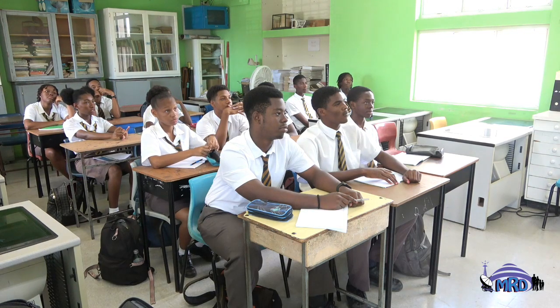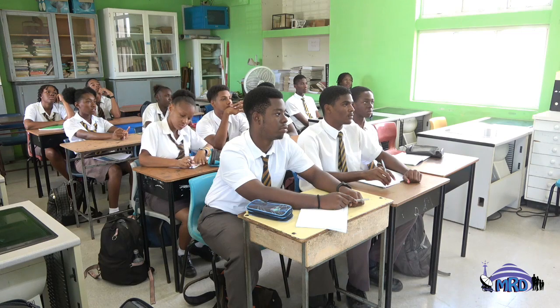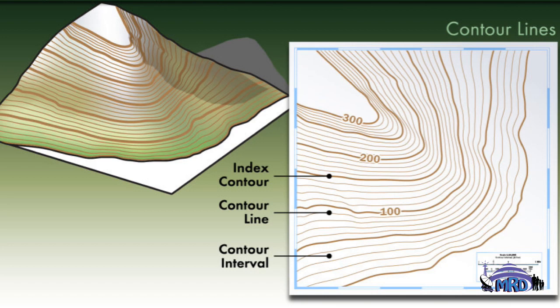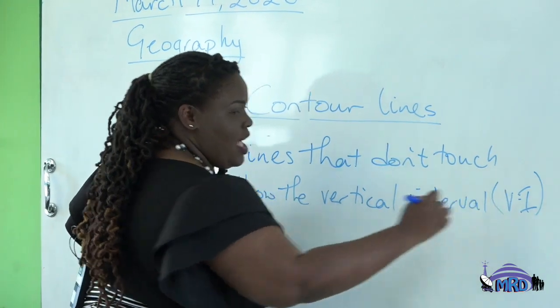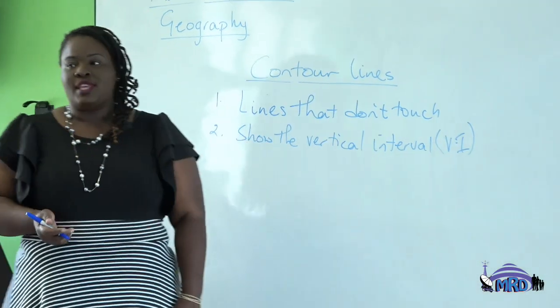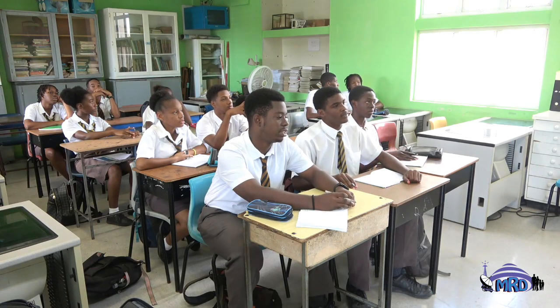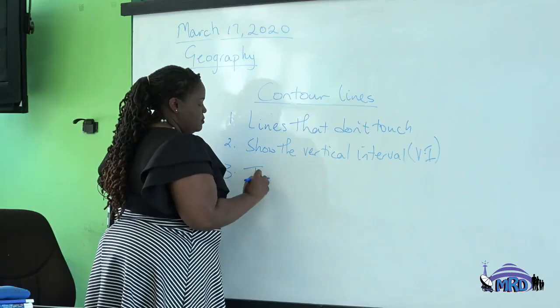So let us recap characteristics of contour lines. Before we said that contour lines are what? All right, lines that don't touch. They show the vertical interval, or VI, as we see it on the map. And the vertical interval is the difference between two consecutive contour lines. Yes. Anything else about contours? They are lines that join places.